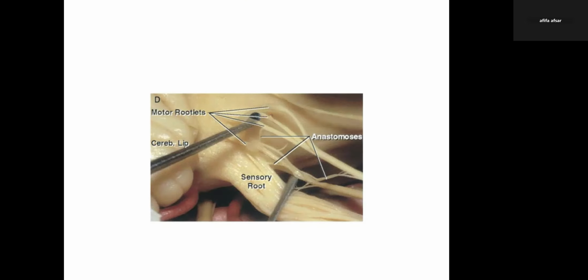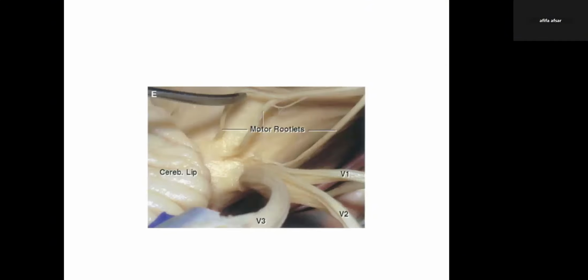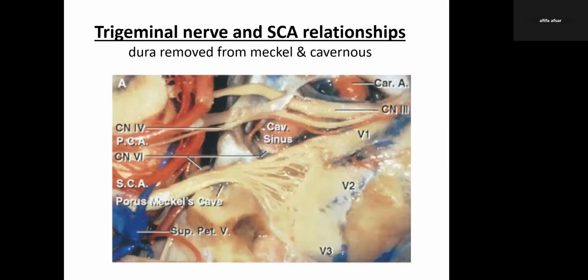Usually a lip of the cerebellum, a portion of the cerebellum, tends to hide the origin of cranial nerve 5. So we have to retract that and then visualize its origin from the brainstem. This is another view showing a similar orientation. Then we have the relationships of the trigeminal nerve with the superior cerebellar artery.